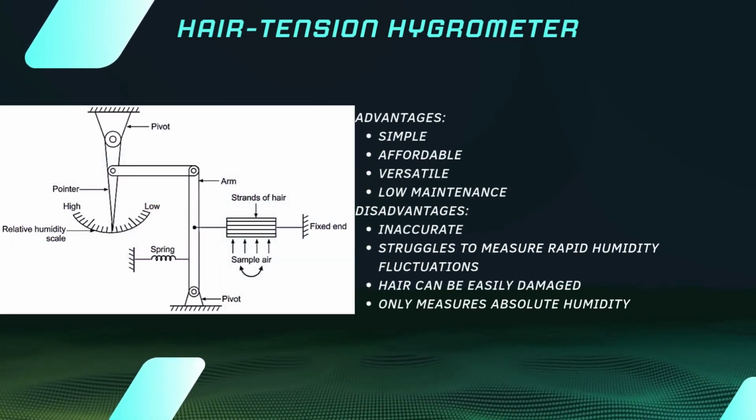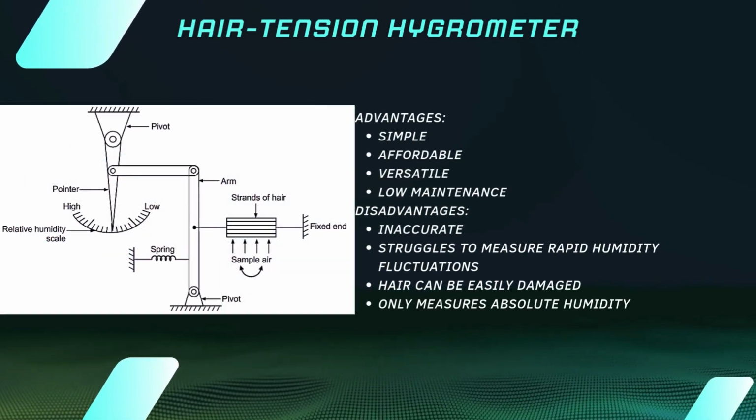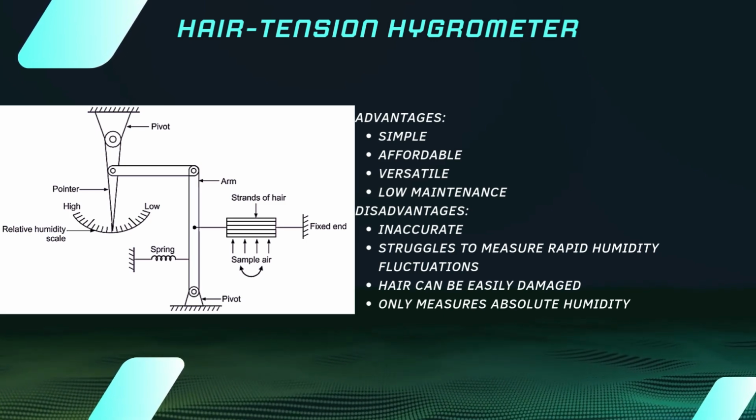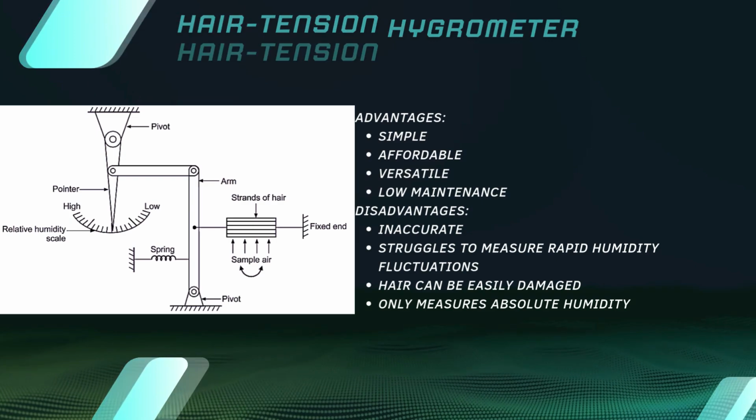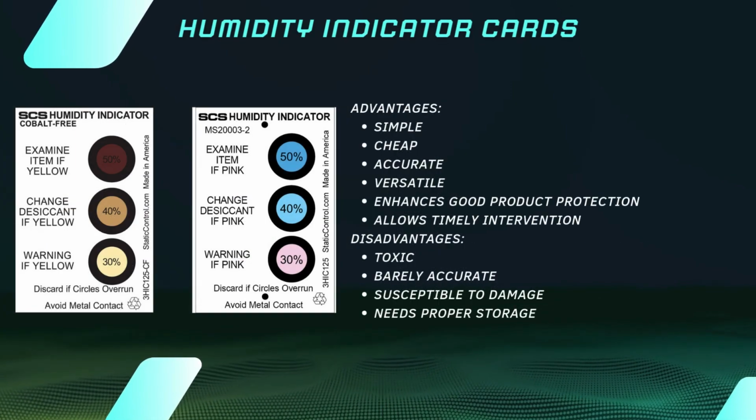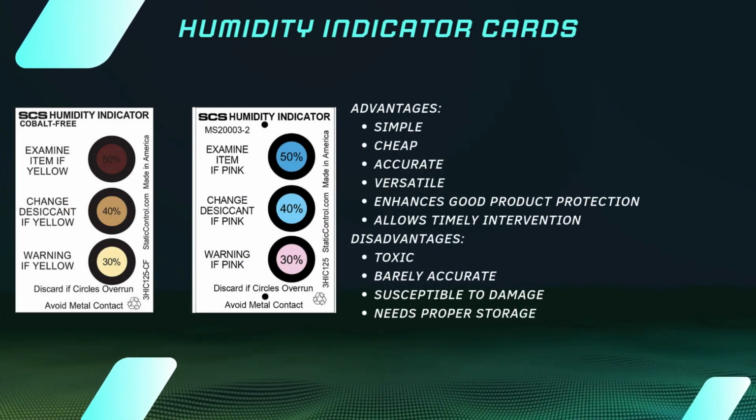Hair tension hygrometers are simple, affordable, versatile, and require low maintenance. However, they can give inaccurate readings, struggle to measure rapid humidity fluctuations, the hair can be easily damaged, and only measure absolute humidity. Humidity indicator cards are simple, cheap, accurate, and are versatile.